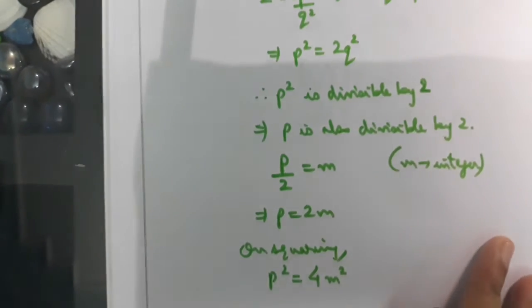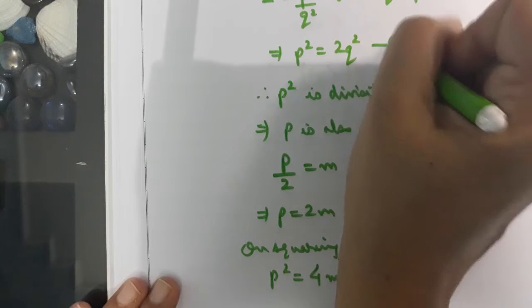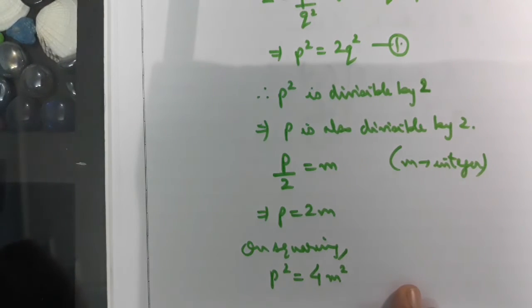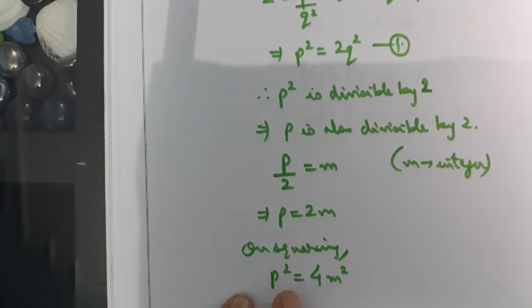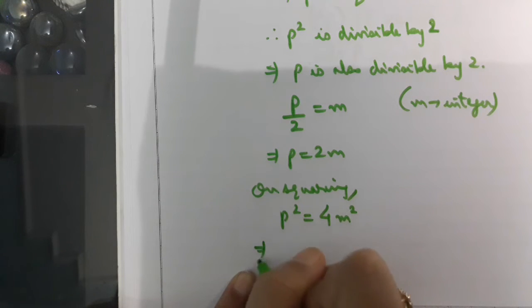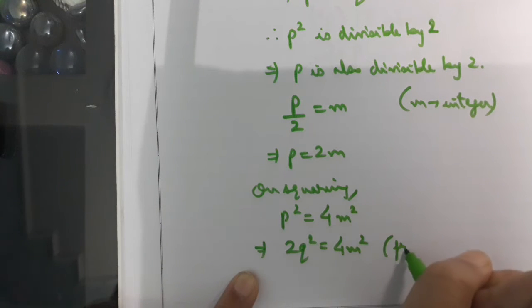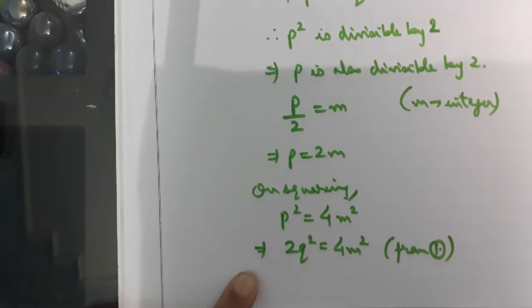But over here we had calculated the value of p square. Let this be equation 1, where we had written p square is equal to 2q square. Now we will substitute this value of p square from equation 1. So on substitution we obtain 2q square is equal to 4m square.